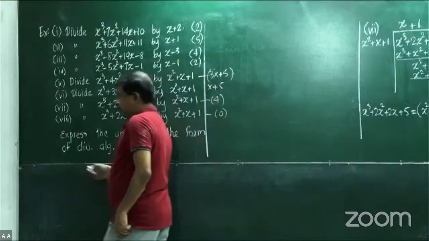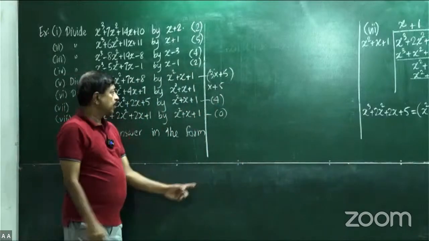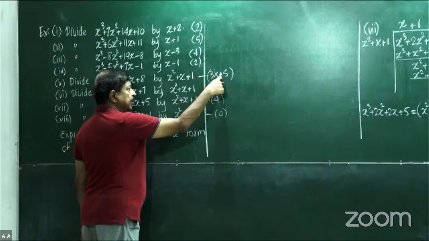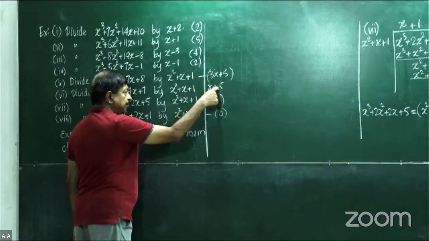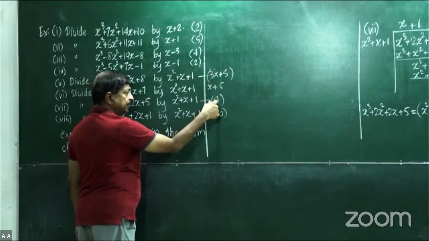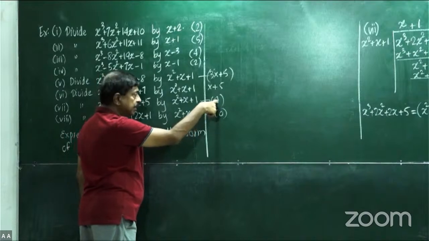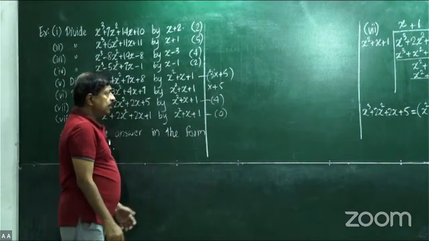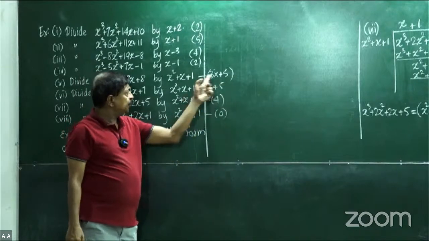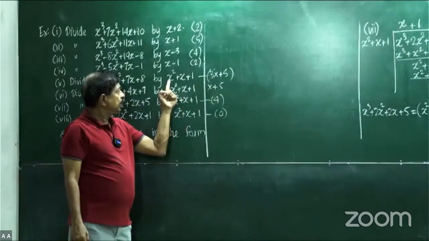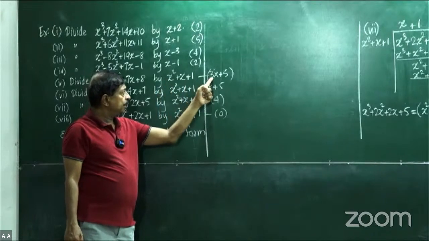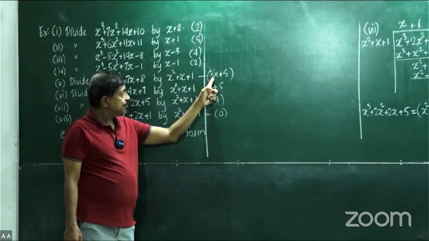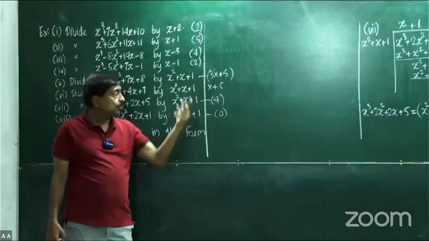This is x plus 5. You can see that here the degree is 2, here the degree is 1, here the degree is 2. In the case of the remainder, the degree is 0. The largest possible degree you get is 1 less than this one. When it is degree 2, you get degree 1 as the remainder. The largest possible degree should be 1.